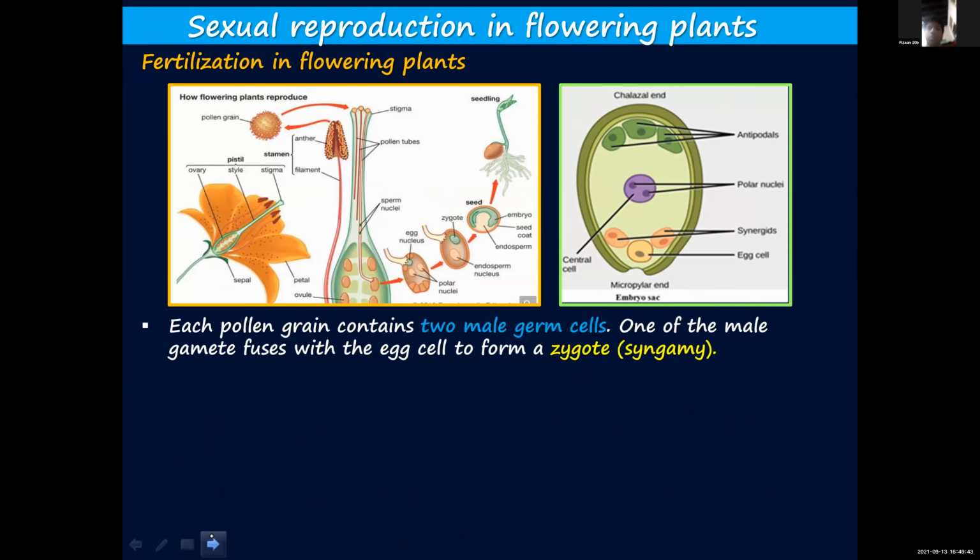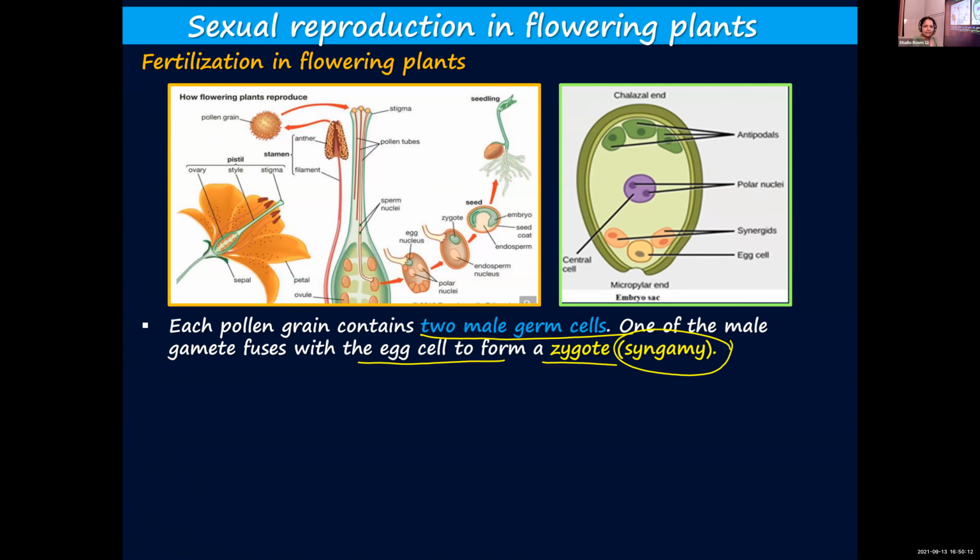Now, each pollen grain is having 2 male gametes, so 2 male germ cells. Now let's see what will happen to these male gametes. One of the male gametes will fuse with the female gamete or egg cell and it will form a zygote. You call this process syngamy, same as fertilization.